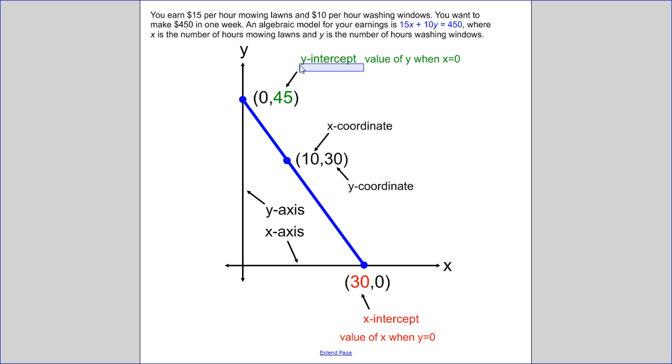The y-intercept is a special y-coordinate. It's a value on the y-axis. Likewise with the x-intercept. Hope that's helpful. Get those terms straight.